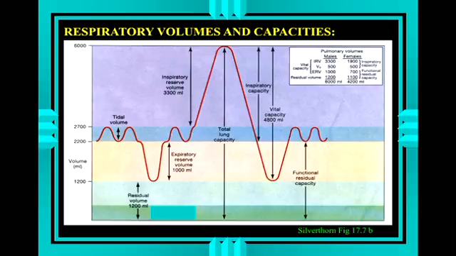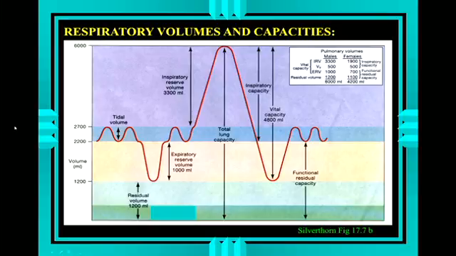Let's now finish by putting some volumes to all this, and we've got 5 minutes or so to do this, so it is fairly straightforward. This is a nice simple diagram taken from Silverthorn, figure 17.7b. It looks at the volumes and capacities. Now, just as we start, a volume is one change that we're looking at. A capacity is the name they give to more than one volume added together. So don't get hung up about the nomenclature. Volume is a single change, capacity is two or more of them added together.